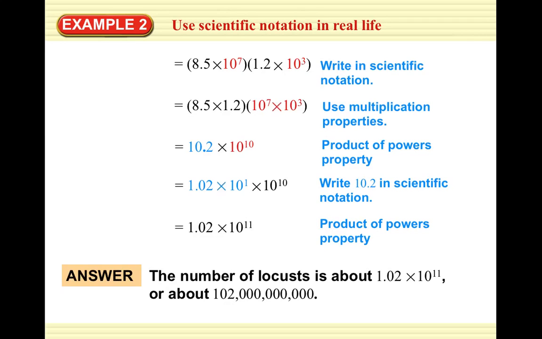And then if we were to write it back in standard form, that would be 102 billion locusts. Billion with a B. That's a lot of bugs. Ugh, kind of creeps me out.